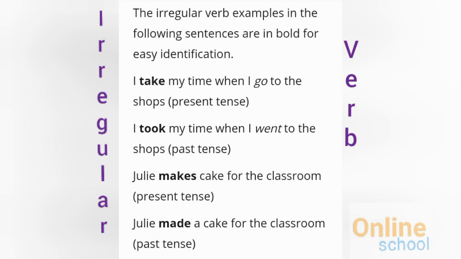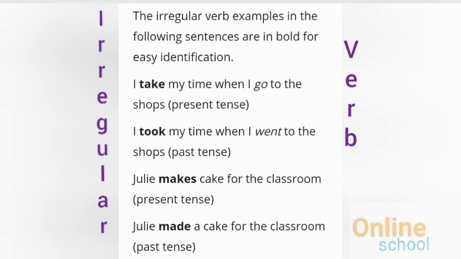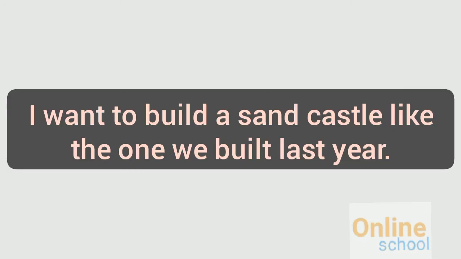Julie makes cake for the classroom. Present tense. Julie made cake for the classroom. Past tense. In the example, I want to build a sand castle like the one we built last year. Here the irregular verb build is in the base form. The irregular verb build is the first simple form of build.